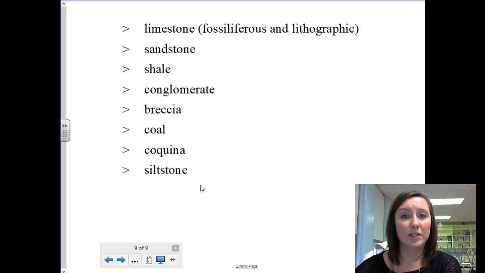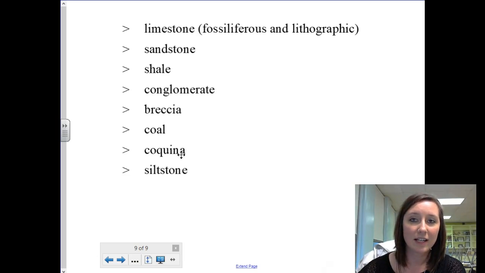Make sure that you are saying all of the rock names correctly, especially breccia, fossiliferous, and coquina. Practice saying those. Some patterns that you should definitely be seeing with your sedimentary rocks: you're going to be seeing layers and you're going to be seeing fossils. So with that, you can go ahead and move on to the next step on your to-do list.